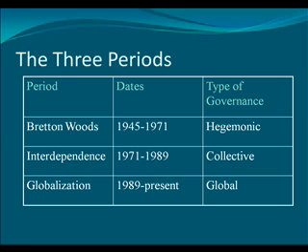I'd like to review the three periods that we introduced at the beginning of the course: the Bretton Woods period from 1945 to 71, the interdependence period from 71 to 89, the globalization period from 1989 to the present. These three periods are characterized by different types of international economic governance.